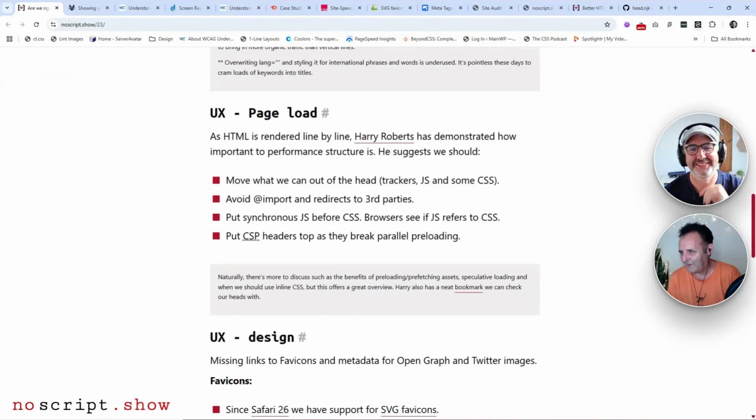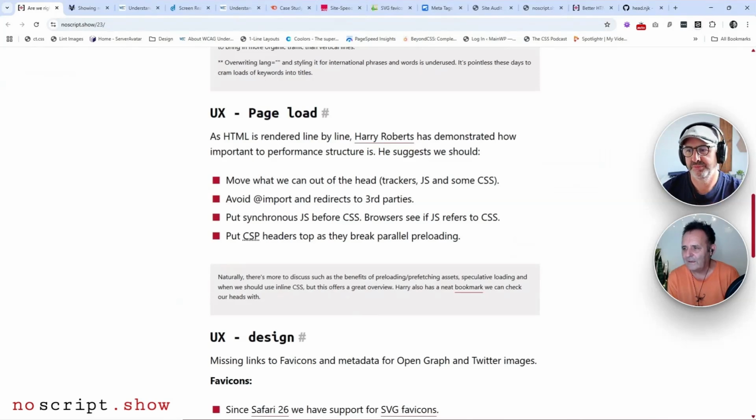Well, this is the interesting bit for me, and this is why I thought it was its own topic. There was a great talk by Harry Roberts, who's a performance expert. He works with all sorts of big companies, so he's done a lot of research. I've linked to the video there, where his talk is about getting your head straight.